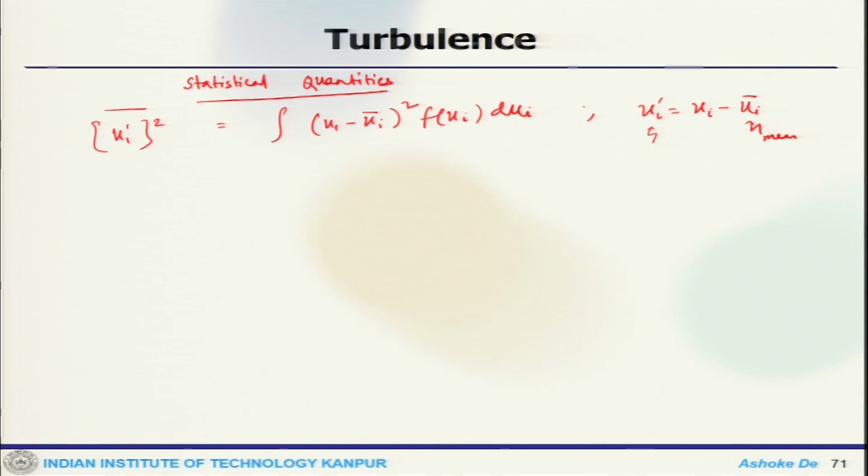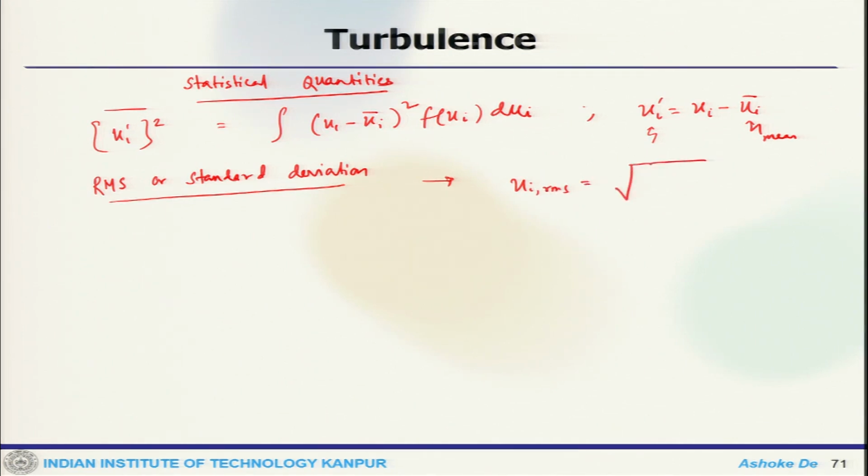Similarly, one can find the RMS or standard deviation. If we look at the RMS or standard deviation of a velocity component, u_i RMS is the square root of u_i prime squared.